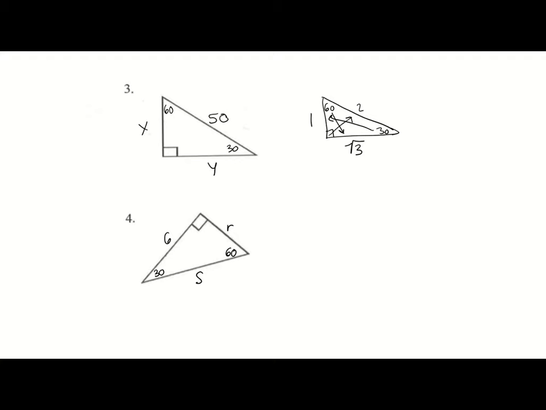I can set up my proportion now. If I have 2 over 50 is equal to 1 over x, I can solve for x. So I have 2x, and that is equal to 50. Divide by 2, x equals 25.